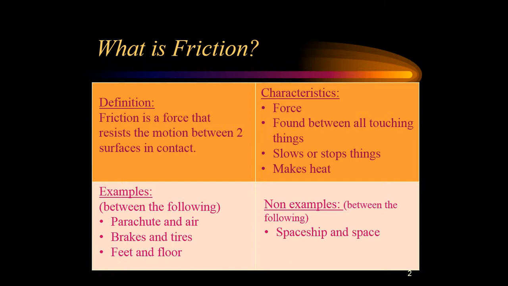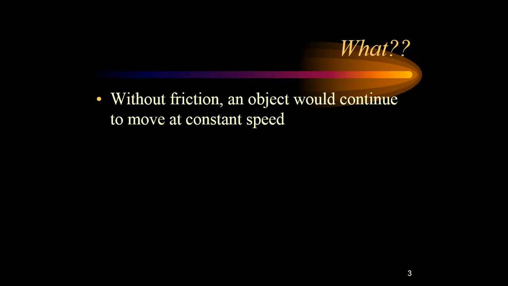Why do you think I say that the spaceship and space is a non-example of friction? Well, there is no friction in space because there's no air molecules. So there's nothing for the spaceship to actually move against. Without friction, an object would continue to move at a constant speed forever. It would never stop, and it would never slow down if friction were not present.